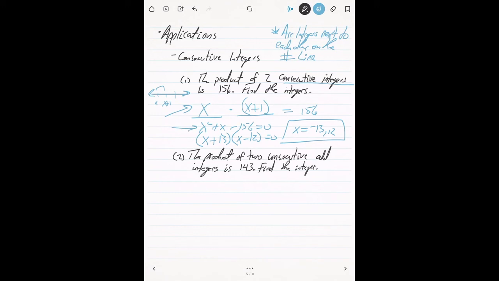Notice in this one, I'm asking you to find two consecutive odd integers that multiply to give you 143. So these are two odd numbers that multiply to get 143. Your first task is to figure out how to represent these odd numbers. Use a number line to help you out. And then you're going to need to actually go ahead and solve this. So pause the video, take a minute, and we'll check back in.